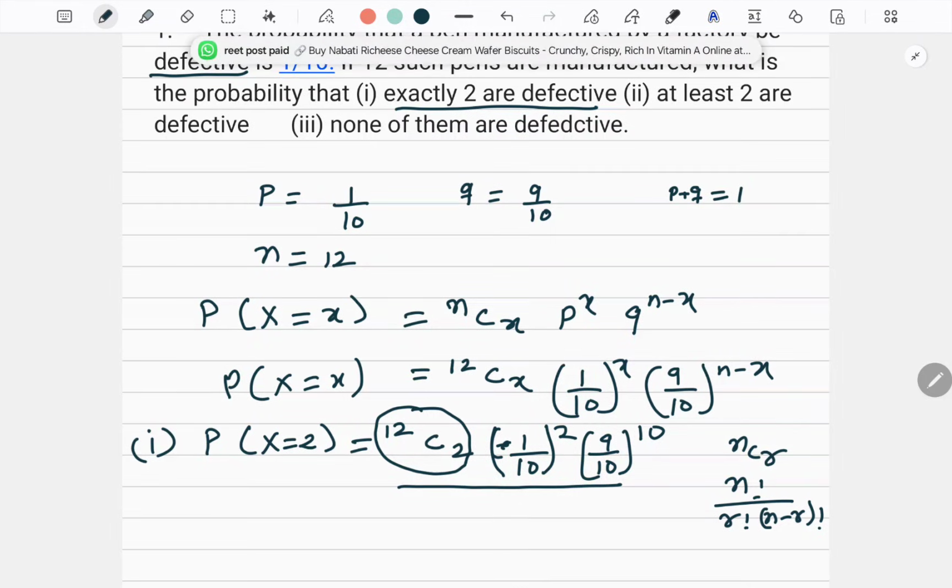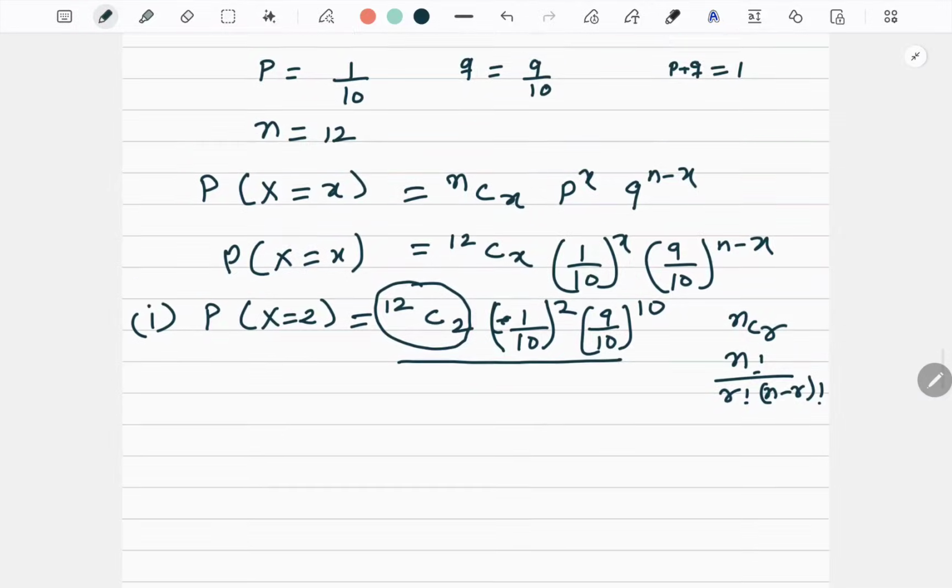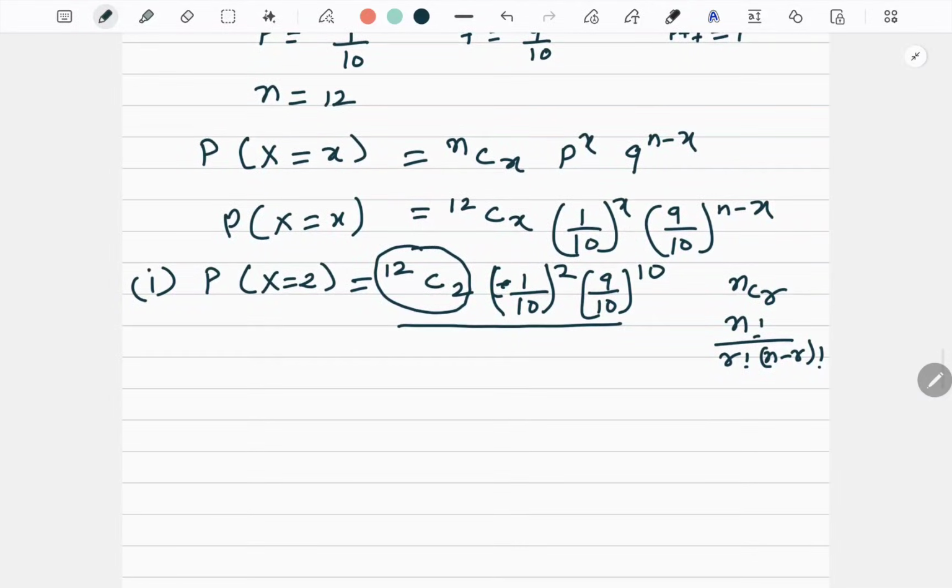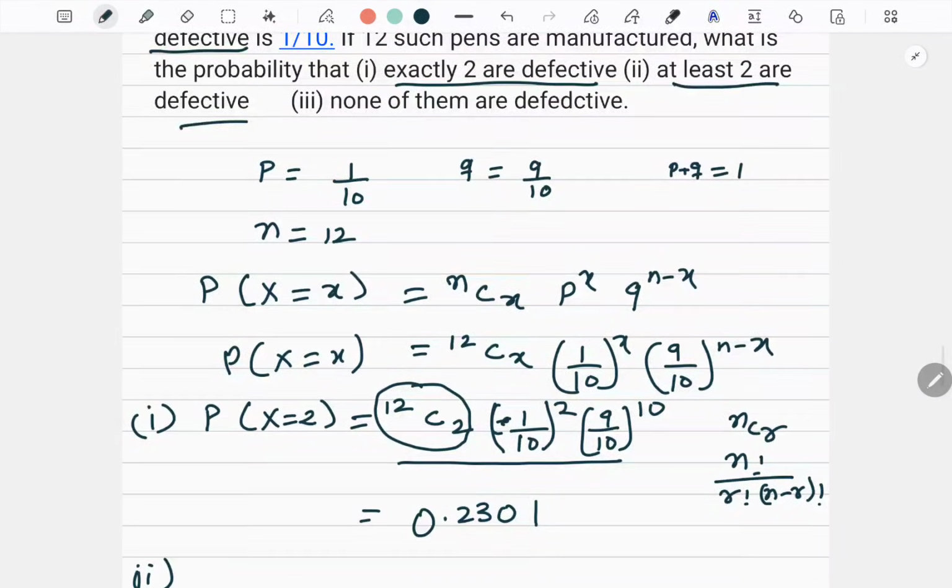Then you multiply by 1 by 10 square and 9 by 10 to the power 10. Directly in the calculator you can put everything. There is the x by y concept also in the calculator, which you can use for 1 by 10 and 9 by 10. And power is also there. So in the beginning you may feel uncomfortable using so many functions, but learn. Practice it, then in the exam you can save a lot of time and get more accuracy. Okay, so now when you put this in the calculator, you will get your value, and the value for this one is equal to 0.2301.